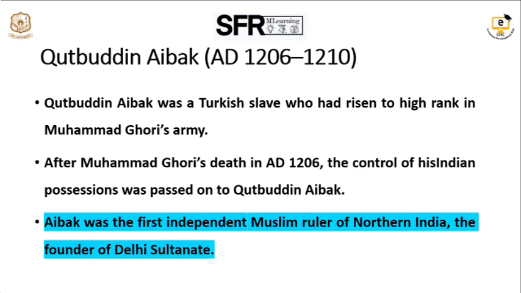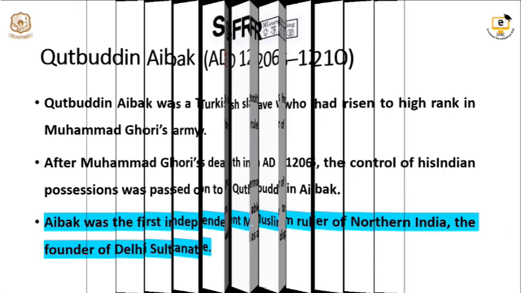So the first ruler of the Mamluk dynasty or slave dynasty was Qutbuddin Aibak. He ruled from 1206 to 1210 CE. Qutbuddin Aibak was a Turkish slave who had risen to high rank in Muhammad Ghori's army. He was a slave of Muhammad Ghori. After Muhammad Ghori's death in 1206 AD, the control of his Indian possessions passed to Qutbuddin Aibak. Aibak was the first independent Muslim ruler of northern India, the founder of the Delhi Sultanate.